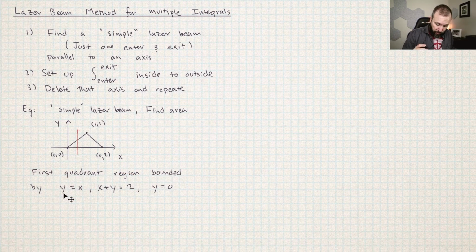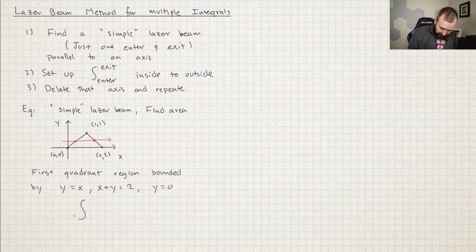So what I'm going to need to do is shoot a laser beam that is parallel to the x-axis. Okay, and this is going to be a simple laser beam because it doesn't matter where I shoot this laser beam. If I shoot it down here or if I shoot it up there, all the laser beams have the same enter and exit. They always enter and exit for the same functions, right? It enters here at that function and it exits at that function. Okay, so awesome. So we're using the laser beam method.